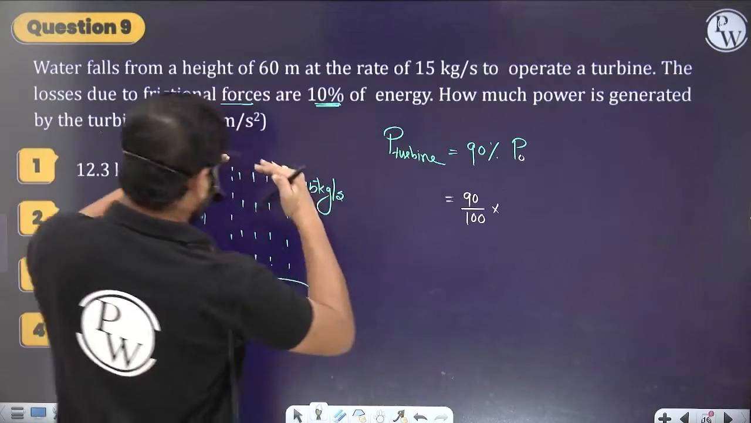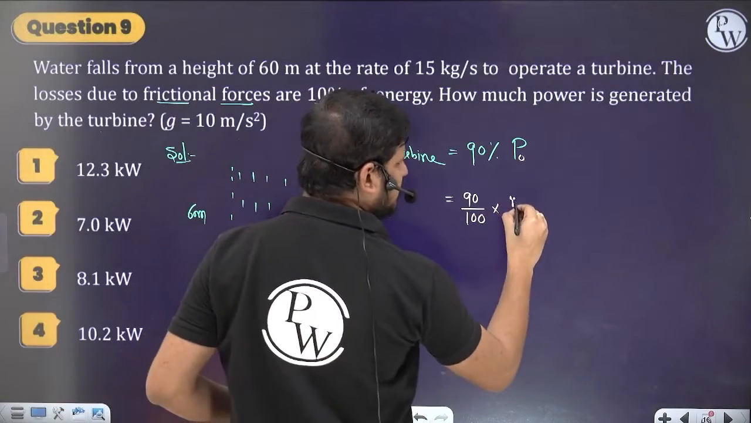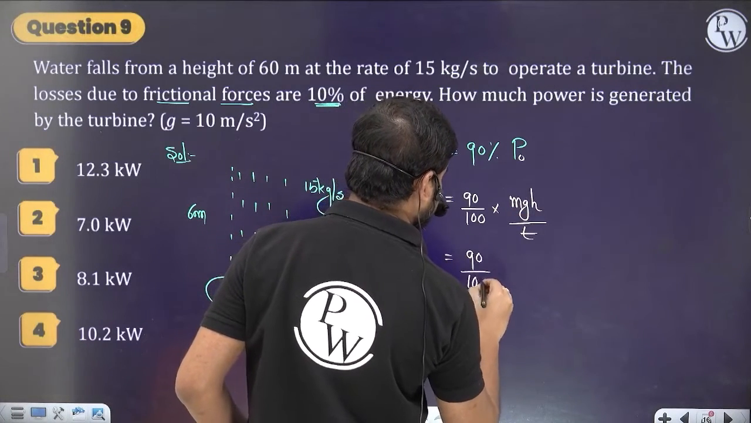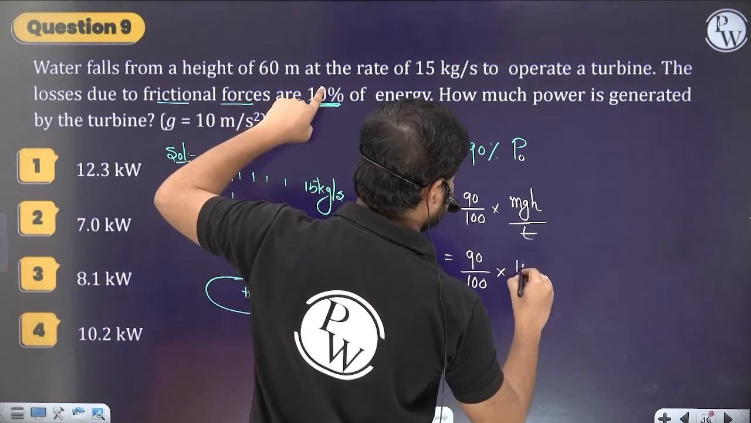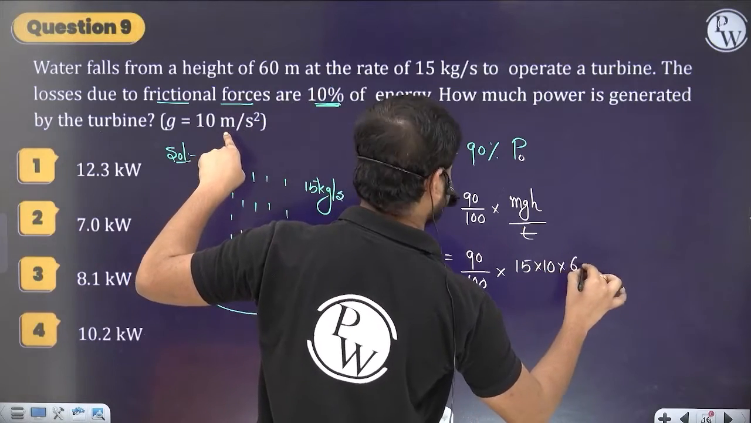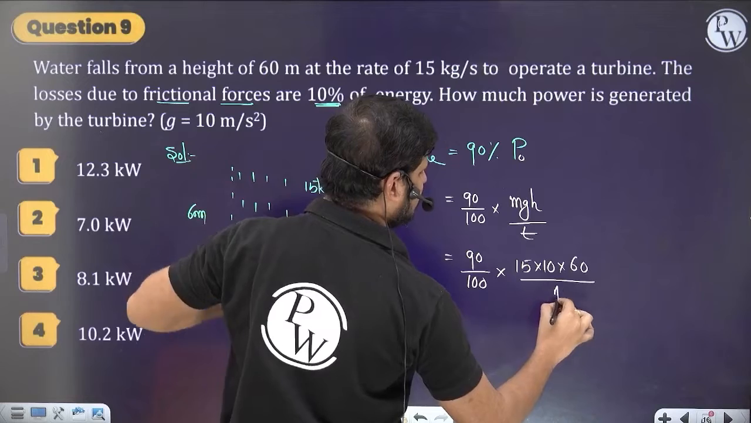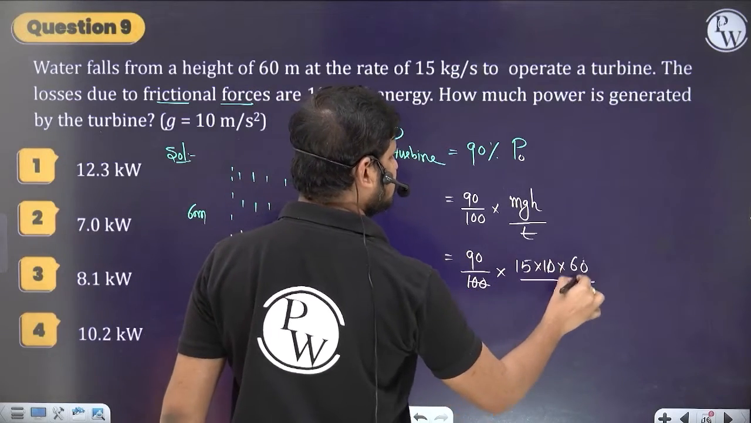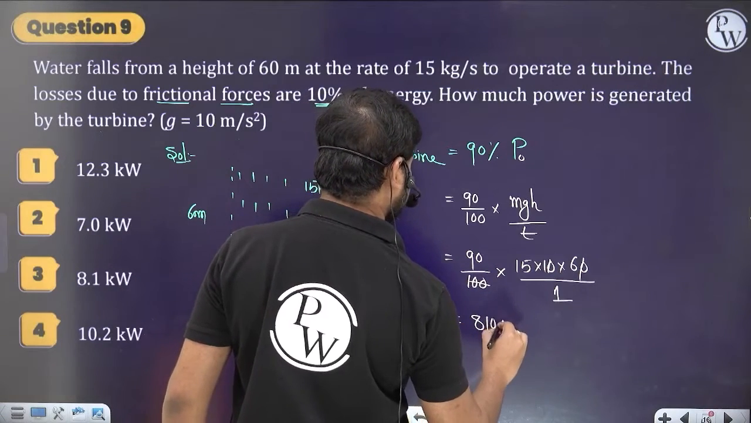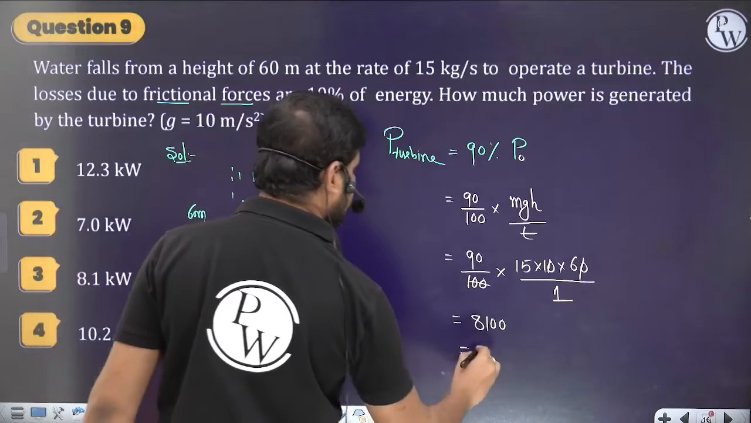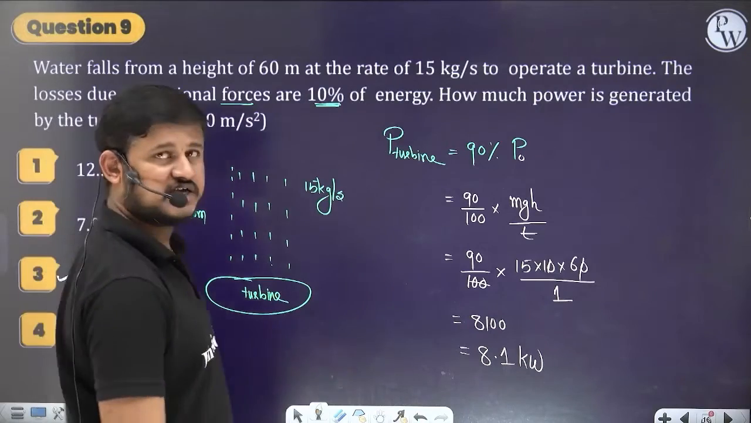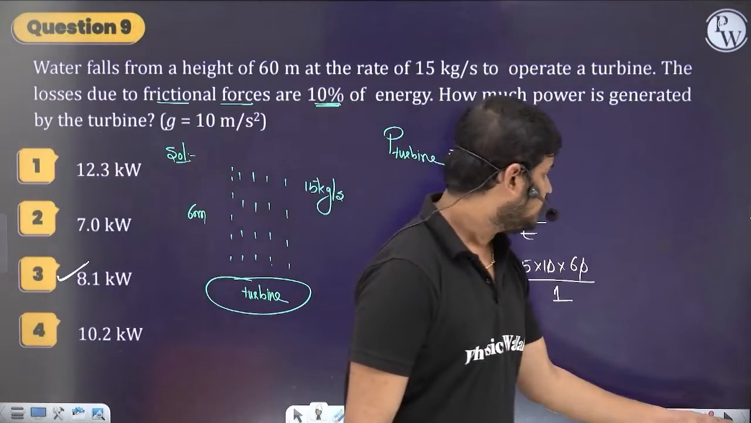As the water is falling on the turbine, I can say the potential energy is mgh by time taken. Same concept again. So 90 by 100 into mass is 15, g is 10, in the question they said 10, and h is 60 meters, time is 1 second, right? Here two zeros get cancelled. So this is 90 into 90, so 8100, which I can write as 8.1 kilowatts. In kilowatts they gave, so that's why 8.1 kilowatts. Simple question again, right?